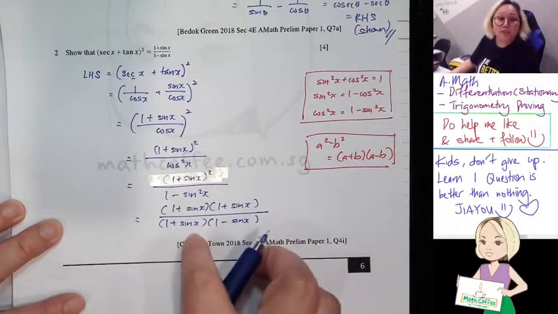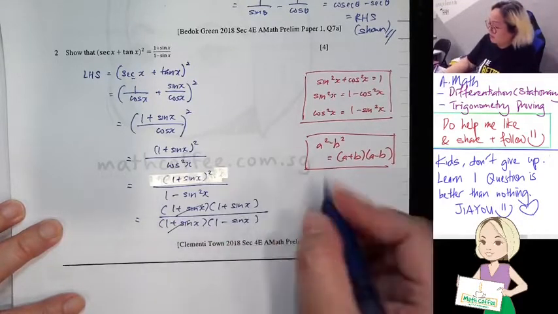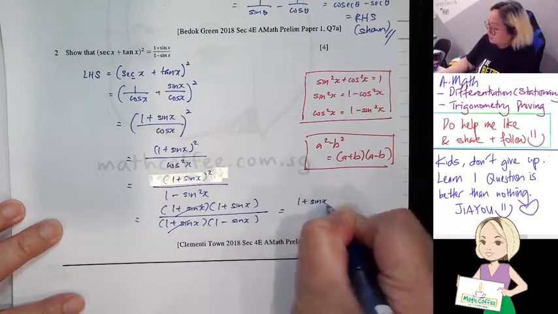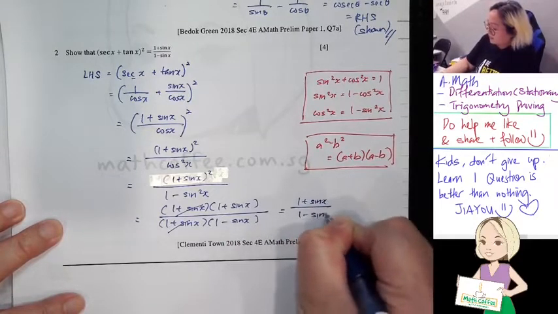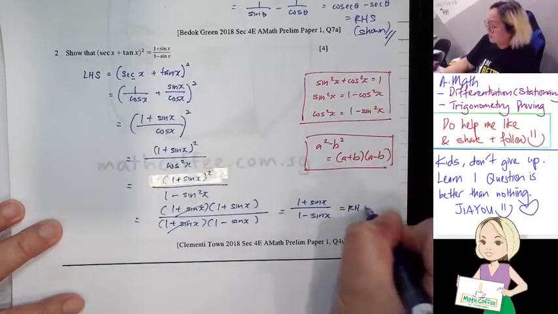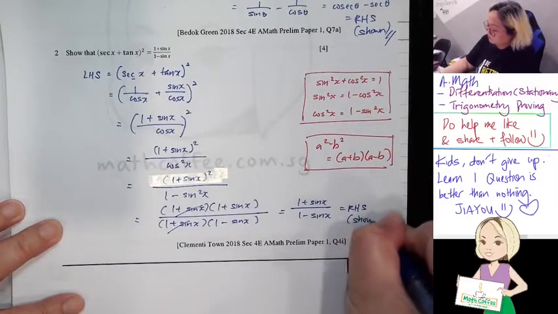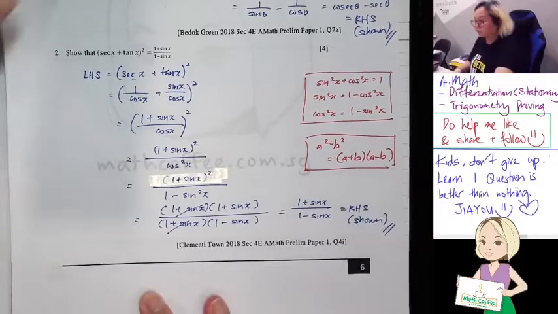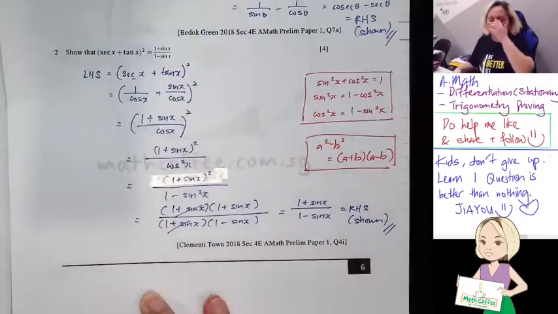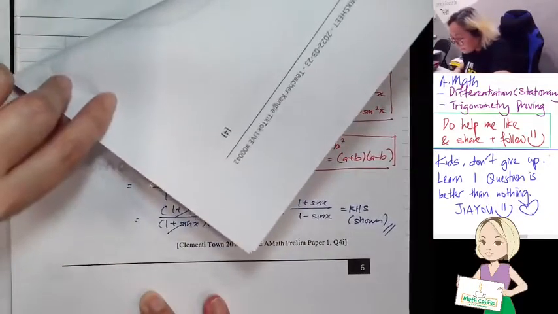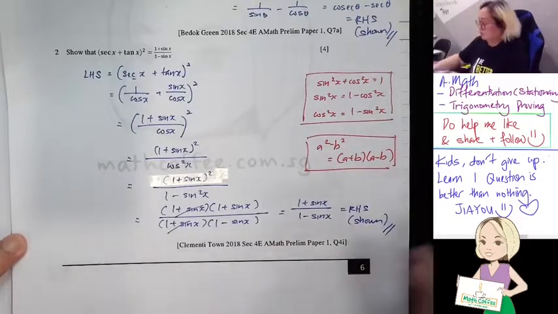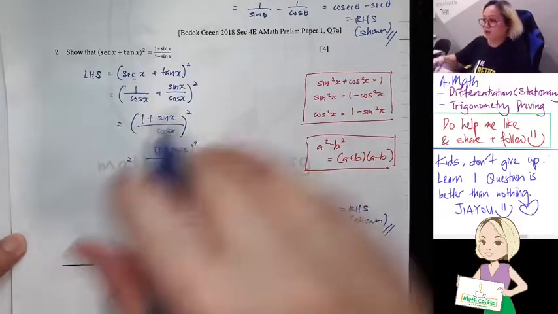And these 2 is the same, so I'm going to cancel them off and I'm left with 1 plus sine x over 1 minus sine x. And it is the same as the question, which is equals to right hand side. Shown. We are doing proving trigo. So this is how you do this question.